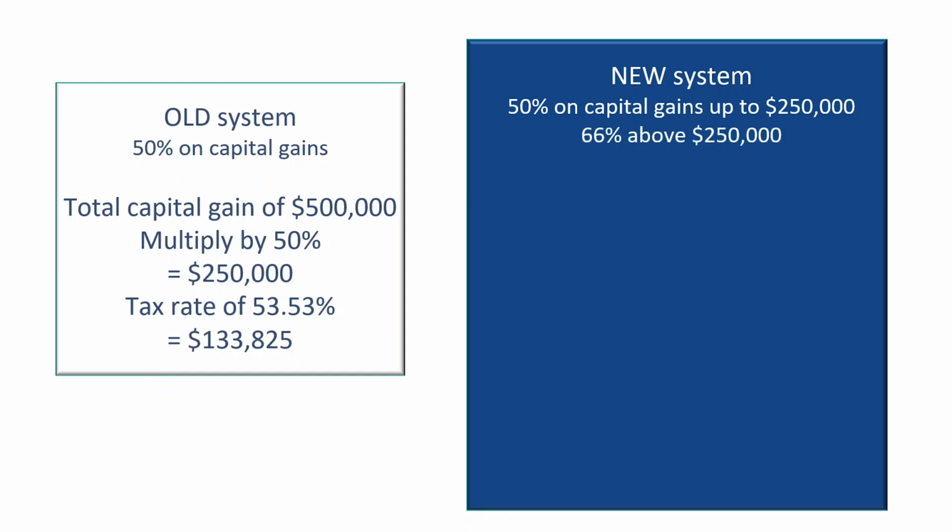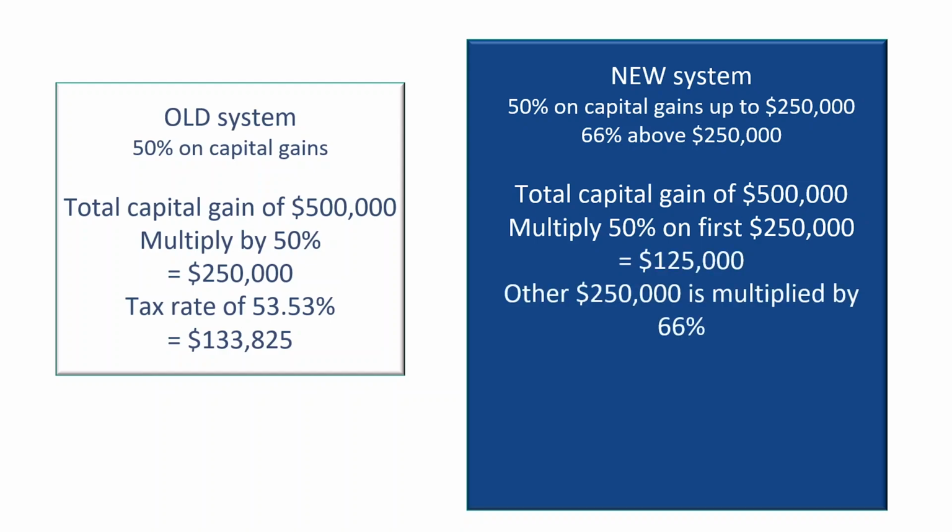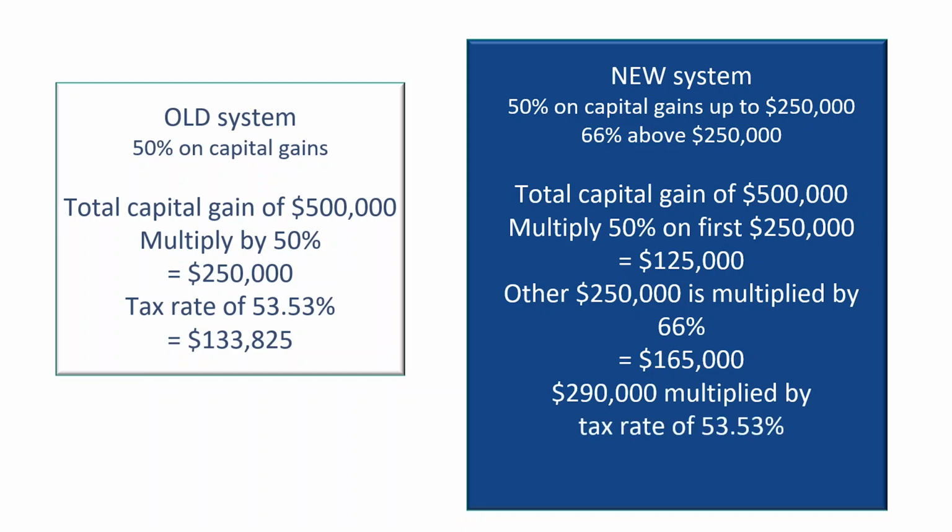Under the new system, it is 50% on capital gains up to $250,000, and it is 66% over and above that $250,000. So you have a total capital gain of $500,000. You multiply 50% on the first $250,000. That will equal $125,000. You then multiply the other $250,000 by 66%, which equals $165,000. Add 125 and 165 up, and you multiply that by the 53.53%, which gives you your $155,237. So that's the $21,000 differential.